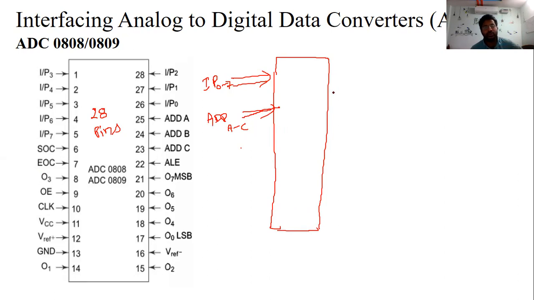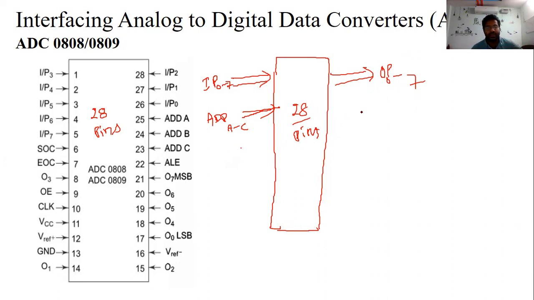Then we have some output lines also. What are the output lines? O0 to the 7 are output lines. How many lines are over here? Out of 28 pins, how many pins are completed? So 8, 8, 16 and 3, 19 lines are over. Remaining lines are 9 lines.